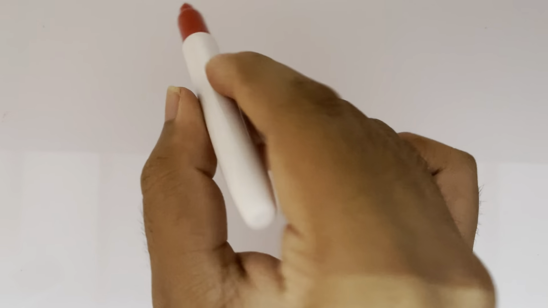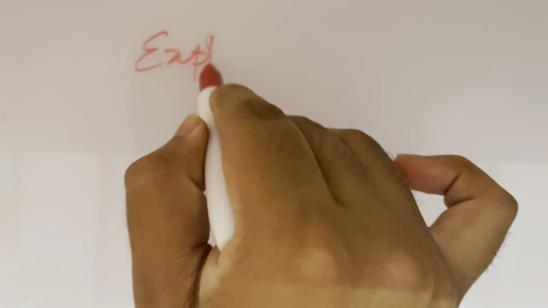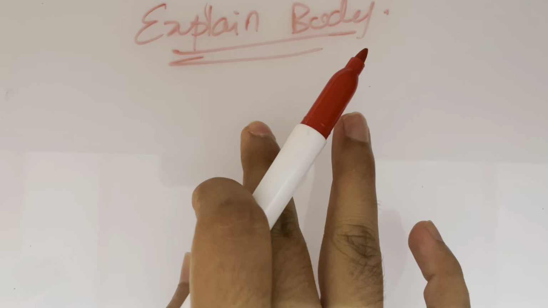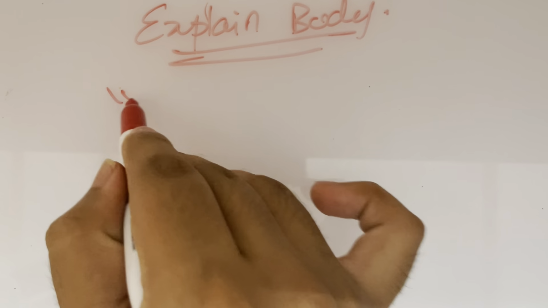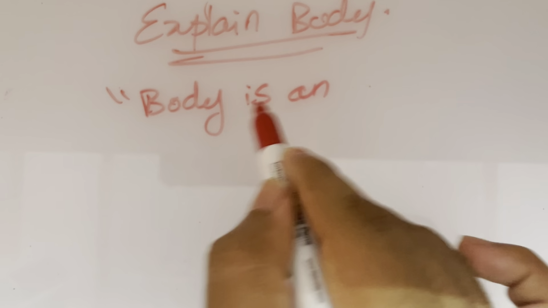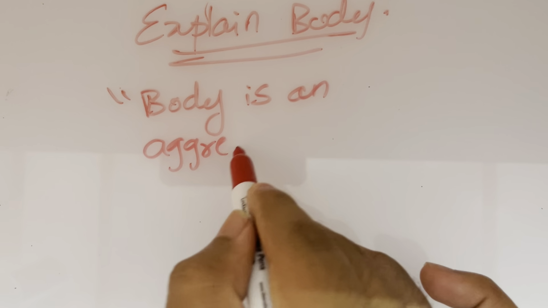But we do observe extendable bodies in the universe. And how does Leibniz explain bodies? Leibniz's definition of bodies goes as: body is an aggregate of monads.